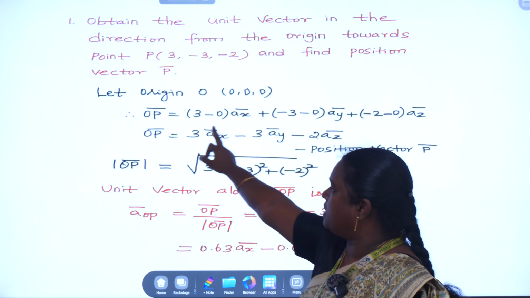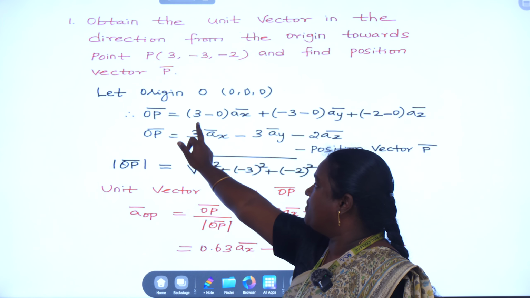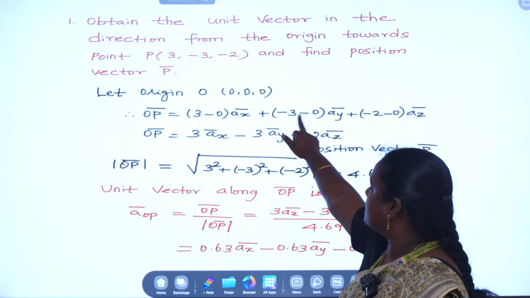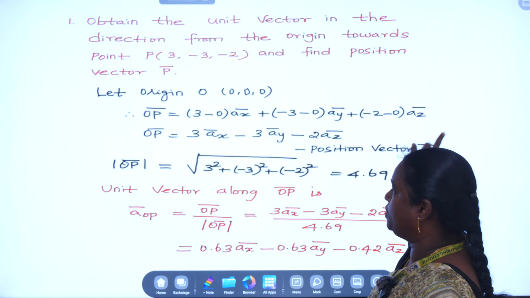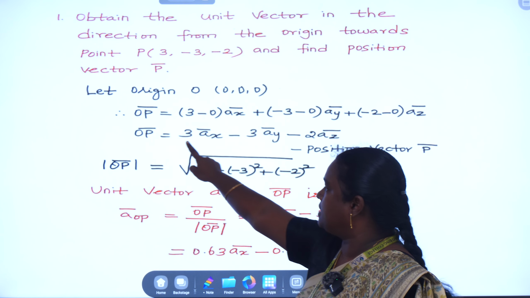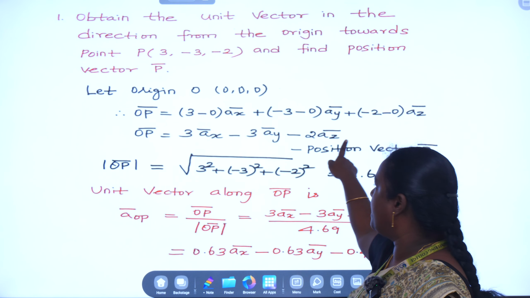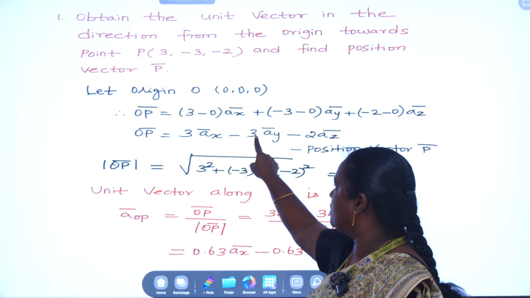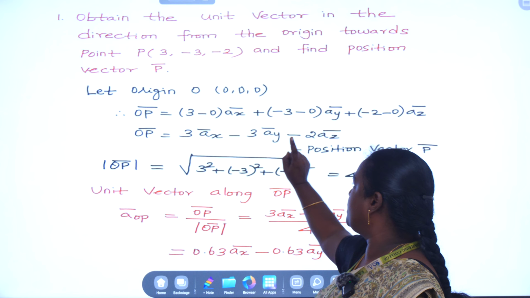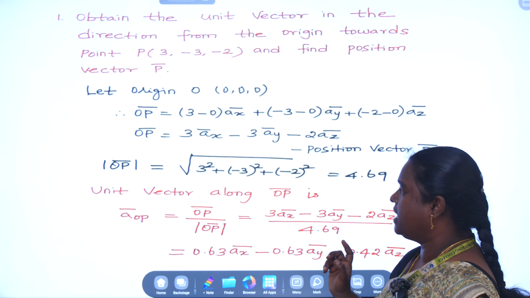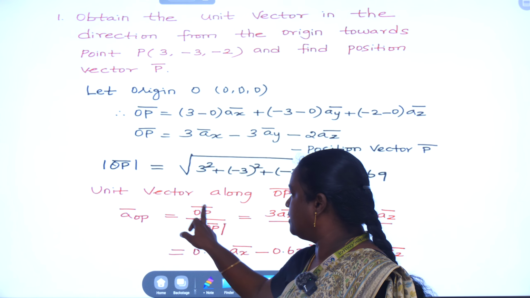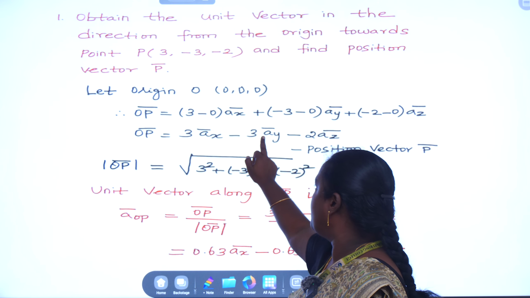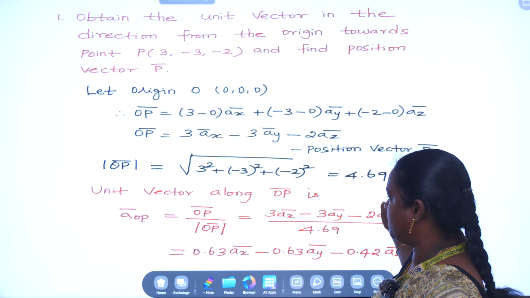By using these two points, we are going to find the distance vector OP, which is nothing but the point 3 minus the origin point 0 into AX, minus 3 minus 0 into AY, minus 2 minus 0 into AZ. So from this we can find the distance vector 3AX minus 3AY minus 2AZ. So 3 is the magnitude which travels in x direction, minus 3 is the magnitude with respect to y direction, and minus 2 is the magnitude with respect to z direction. After finding this vector, we are going to find its magnitude, which is the root of 3 square plus minus 3 square plus minus 2 square, which is 4.69.